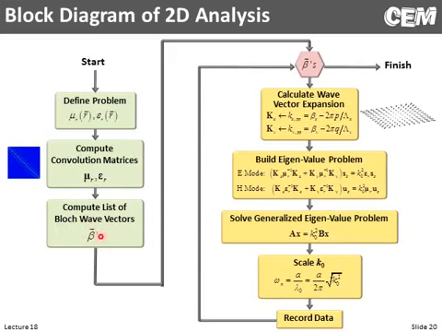Once we have that list, now we're going to set up a loop that iterates through that list. So for every value of beta, every block wave vector, we're going to repeat this section of code. The first thing we'll do is we'll build our K matrices. So these are diagonal matrices where the X and the Y components of the wave vectors associated with each spatial harmonic will run down the diagonals. Given these and the convolution matrices we calculated outside of the loop, now we can build our eigenvalue problem.